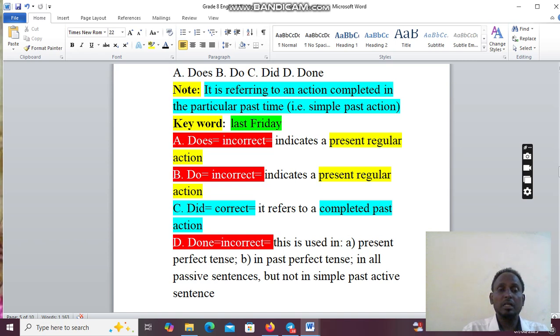C is did. This is correct because it refers to a completed past action. When we come to choice D, done is incorrect. This is used in different contexts. For example, in the present perfect tense, we usually use done.